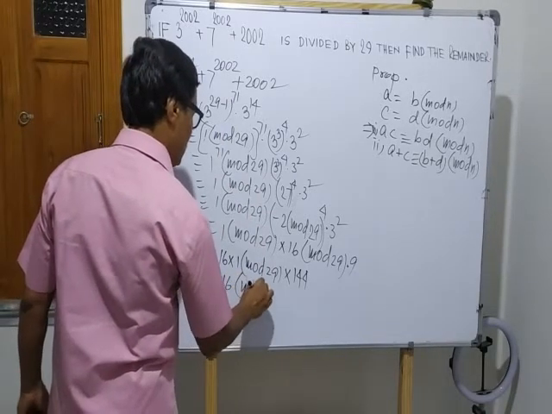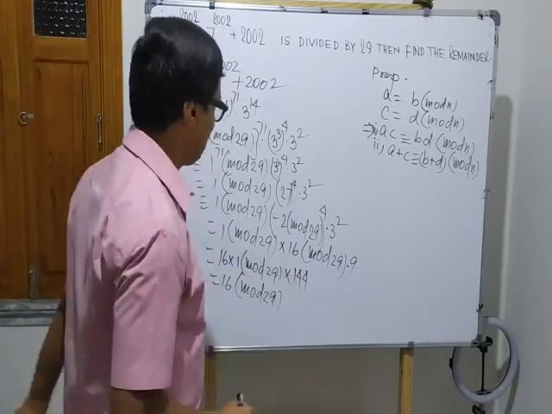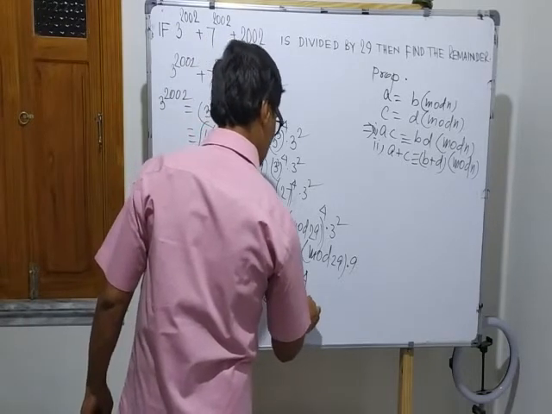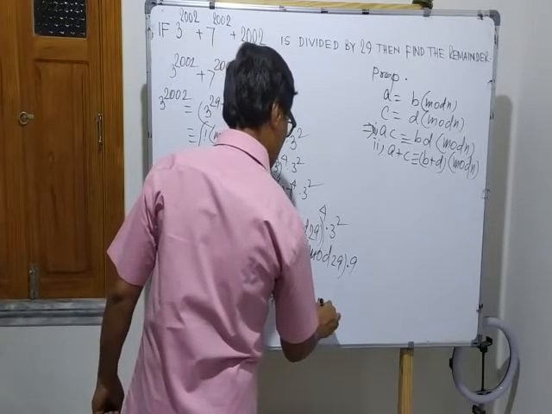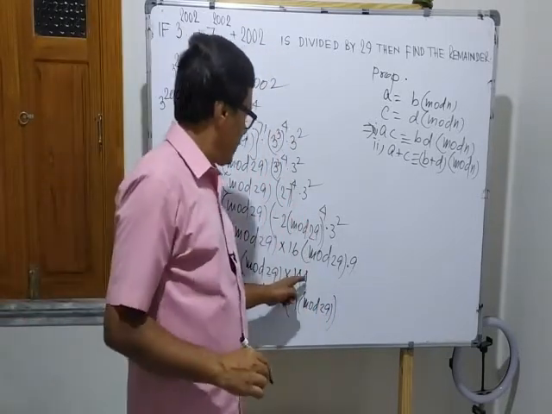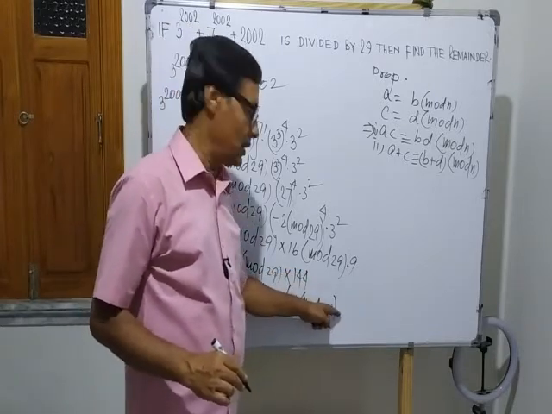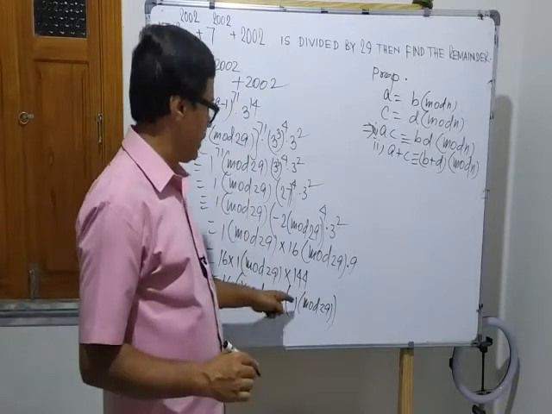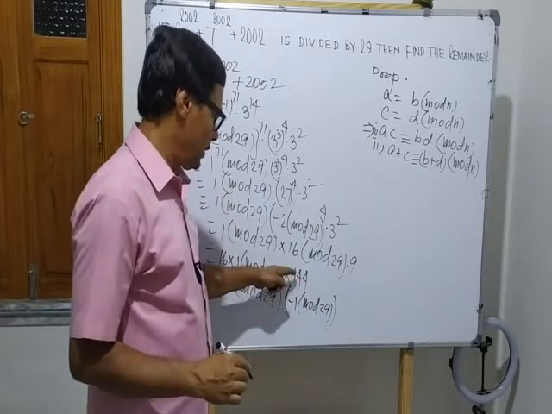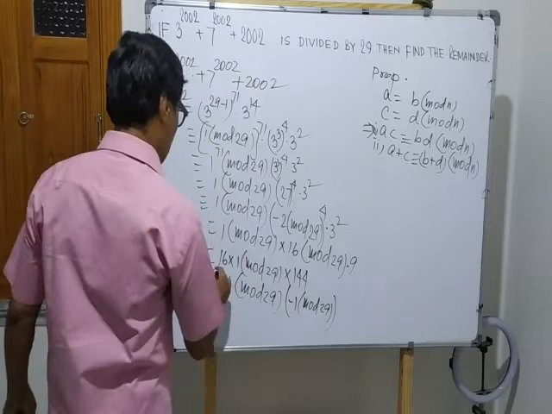16 modulo 29 is minus 1 modulo 29, because if 144 is divided by 29, then we can find the remainder as minus 1. Minus 1 is the remainder. So 144 is equivalent to minus 1 modulo 29. These are equivalent.